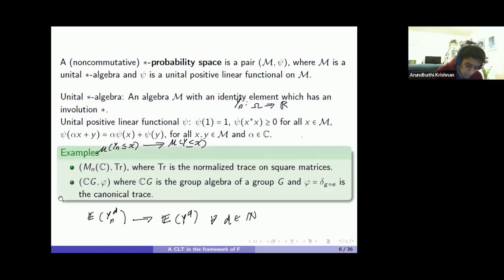So I'll now give the setup of an algebraic probability space or a non-commutative probability space. We'll say a star probability space or a non-commutative star probability space is a pair (M, psi), where M is a unital star algebra and psi is a unital positive linear functional on M. So the algebra M has an identity element, so it's unital, and it has an involution given by star, and a unital positive linear functional psi is linear. So psi of alpha x plus y is alpha psi of x plus psi of y.